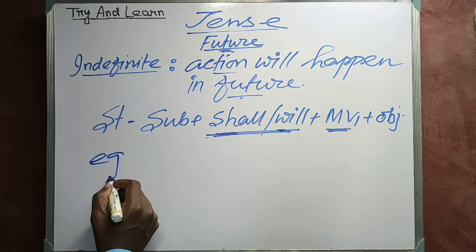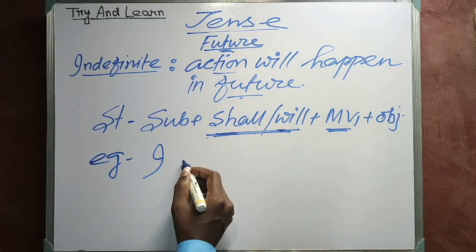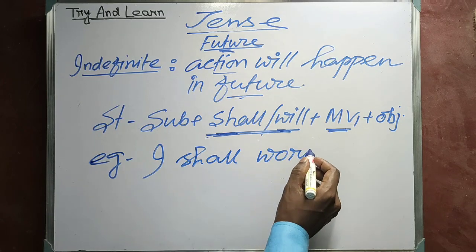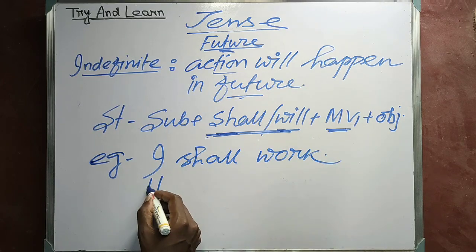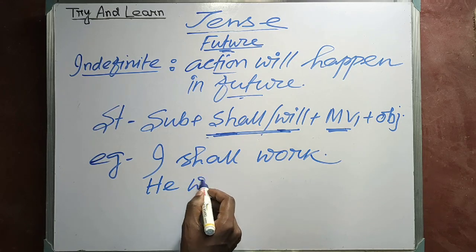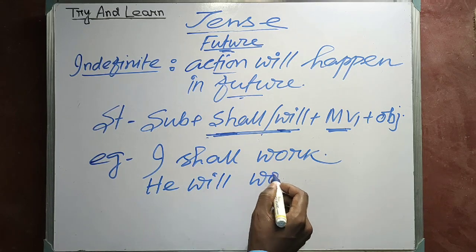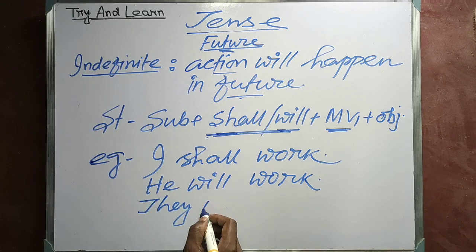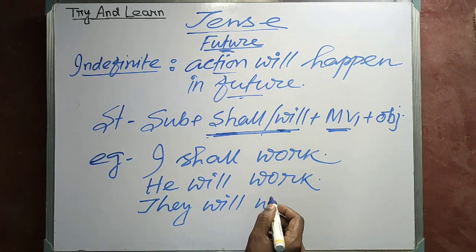The first example: I, as it is first person, shall work. He, third person, will work. They, third person, will work.